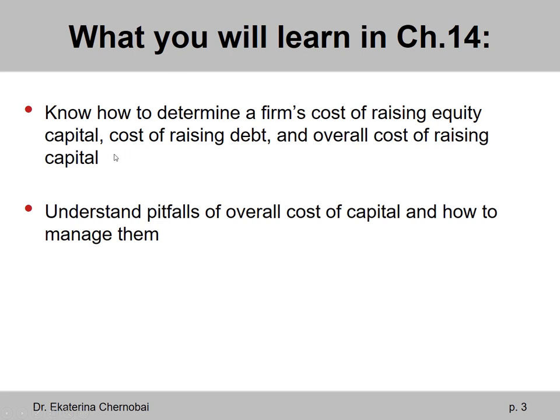2 things you will learn in chapter 14. You will learn what we mean by a firm's cost of capital, which includes the cost of raising equity, or money through issuing common stock shares, and the cost of raising debt. There's also the cost of raising a different type of stock called preferred stock, and a combination of all 3, equity, preferred stock, and debt, which we call just capital, so the overall cost of raising capital. And then you'll learn about pitfalls of overall cost of capital and how to manage them.